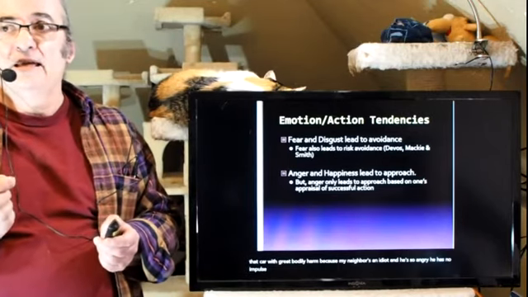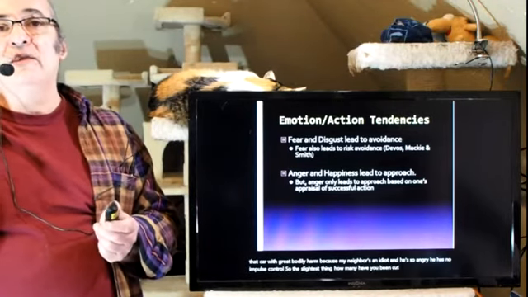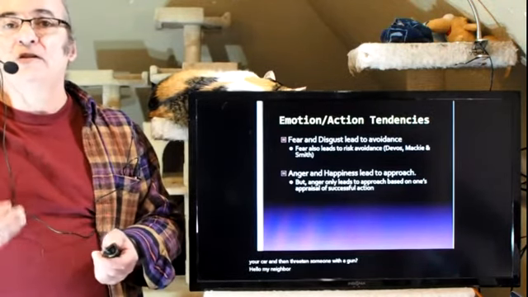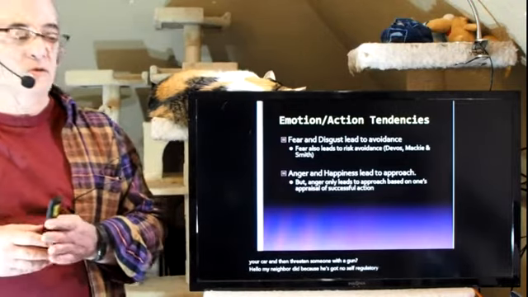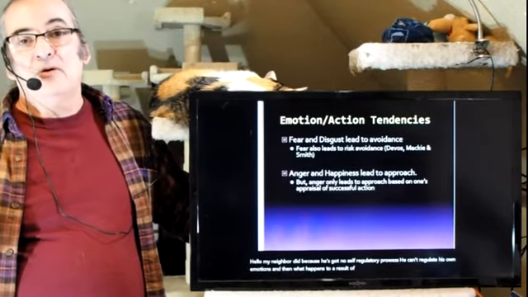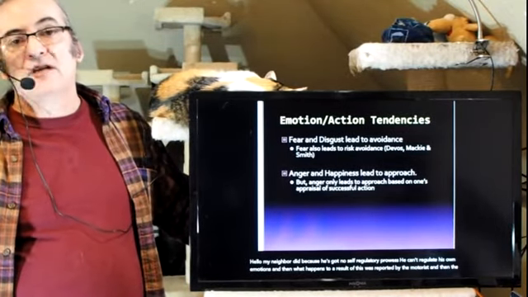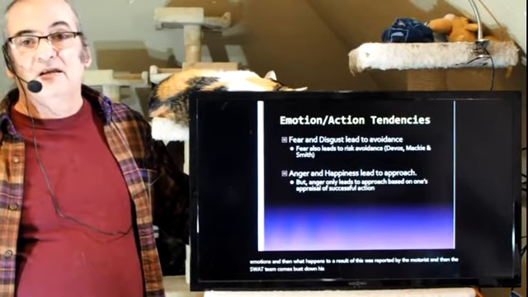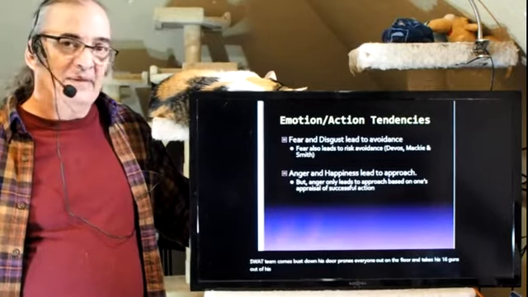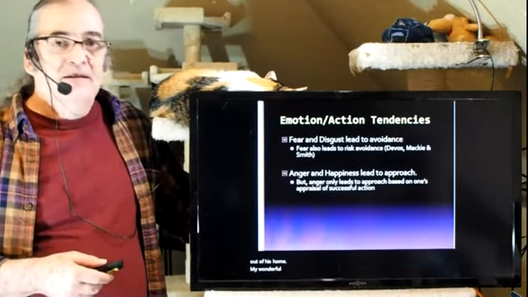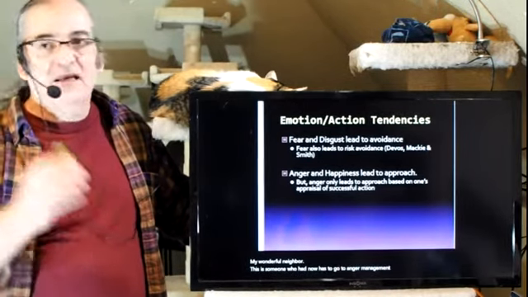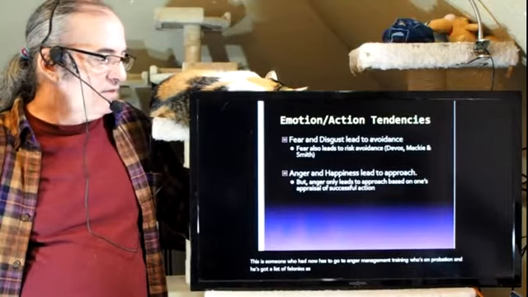So the slightest thing, how many of you have been cut off? Do you jump out of your car and then threaten someone with a gun? Well, my neighbor did because he's got no self-regulatory prowess. He can't regulate his own emotions. And then what happens as a result of this? Well, he's reported by the motorist, and then the SWAT team comes, busts down his door, prones everyone out on the floor, and takes his 16 guns out of his home, right? My wonderful neighbor. So this is someone who now has to go to anger management training, who's on probation. He's got a list of felonies as long as our street, so that's his issue.